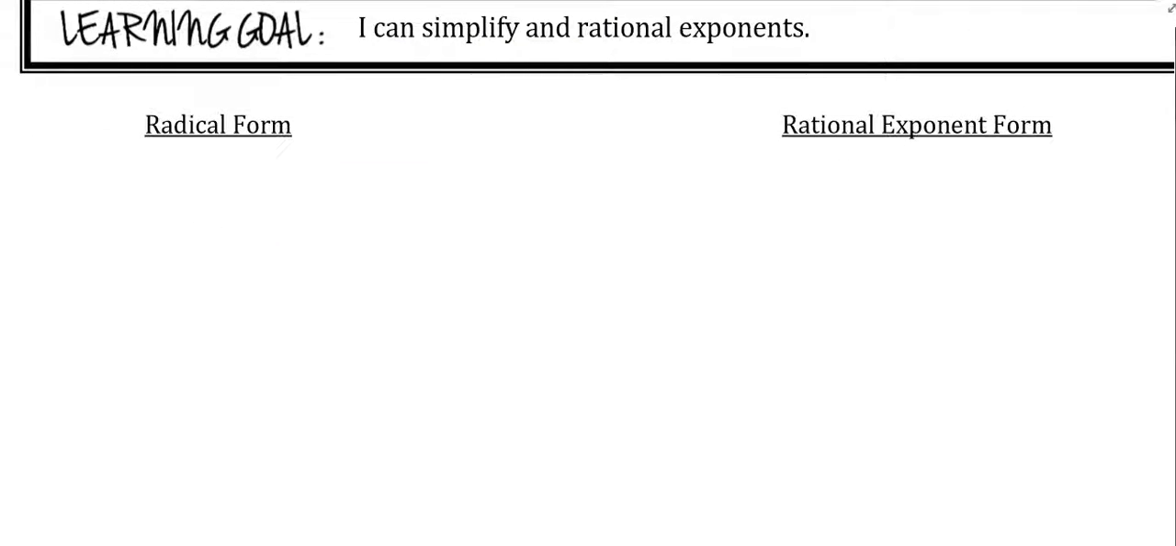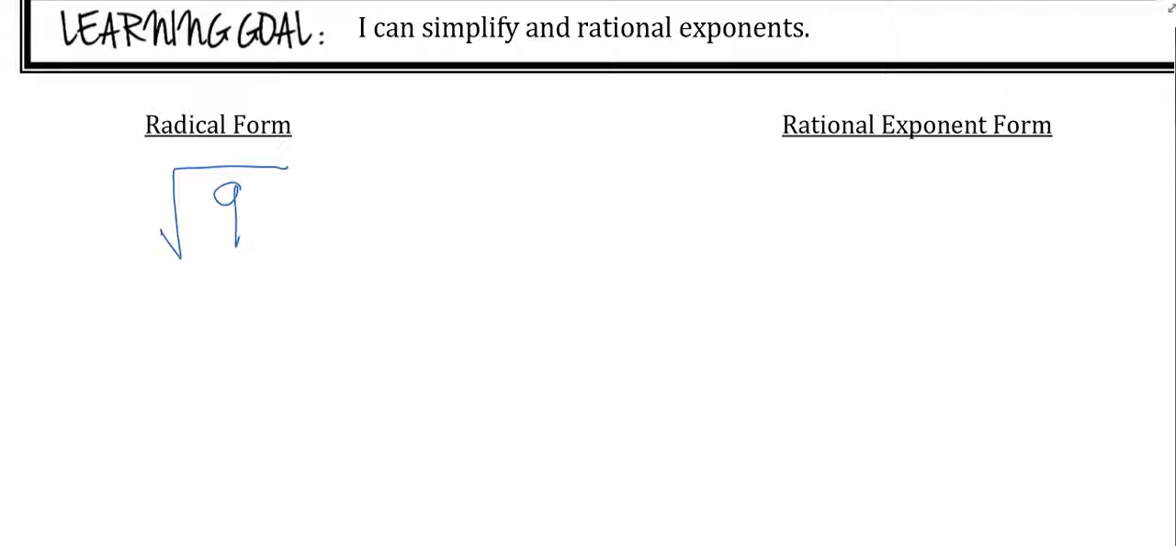We're going to talk about radical form and then exponent form, and we're going to compare the two, because you may not know the term radical, but when you see it, you will know what it means. So I'm going to do square root of 9. So what does that mean?